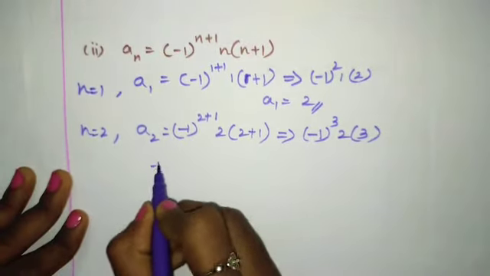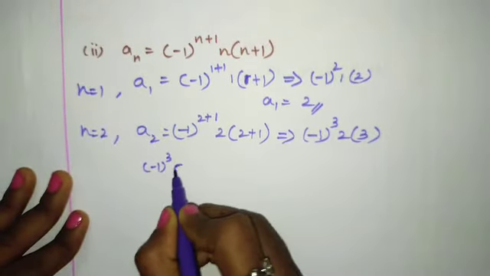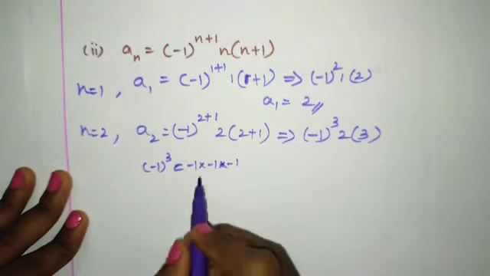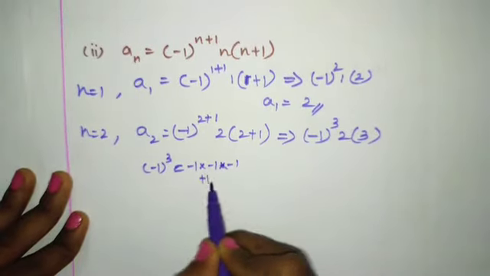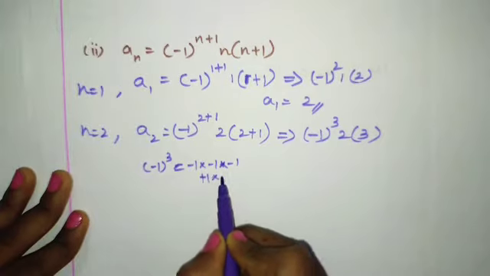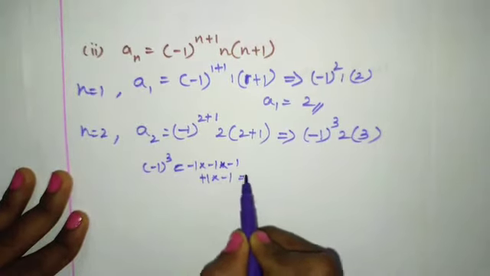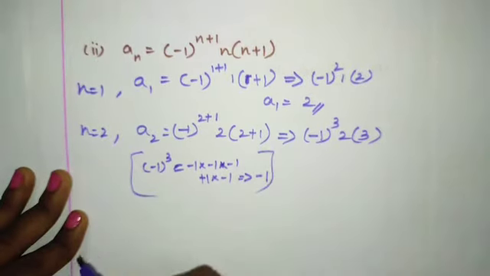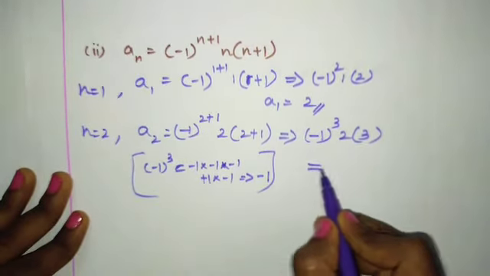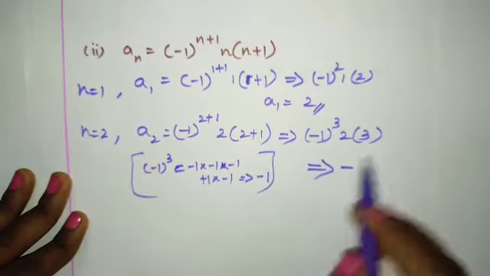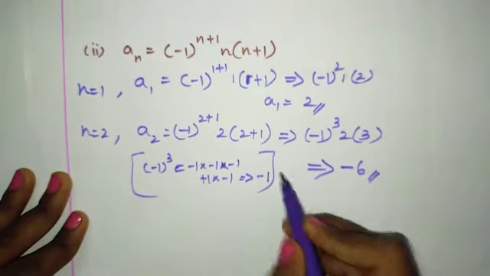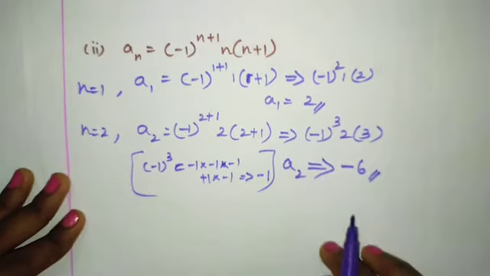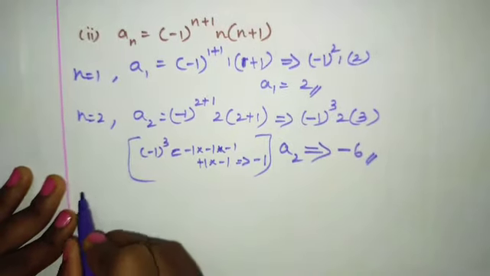See, minus 1 whole cube can be written as minus 1 into minus 1 into minus 1. So minus into minus is plus 1. Again one more minus 1 is there. So plus into minus is minus 1. Got it? So this becomes minus, 3 2s are 6. So your A2 is what? Minus 6.